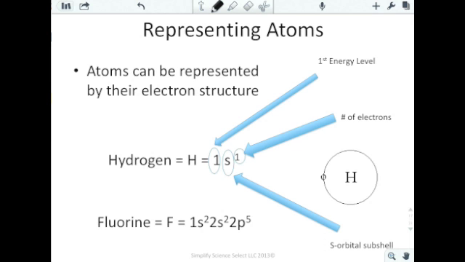Now, we can represent atoms by their electron structure, or electron configuration. Take hydrogen, for instance. Since it only has one electron, it starts in the 1s. We follow the Aufbau principle and start with the lowest energy level, which is 1. The s is our subshell, our suborbital, and the number of electrons is 1. So that's how we write it: energy level, orbital, and number of electrons. Remember that S can hold 2, P can hold 6, D can hold 10, and F can hold 14.